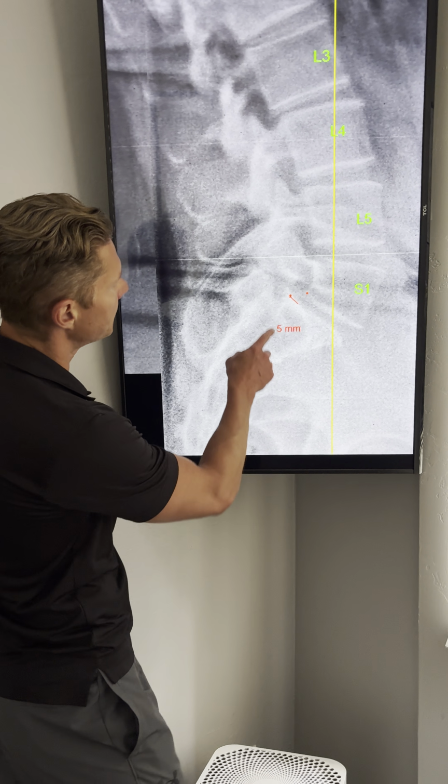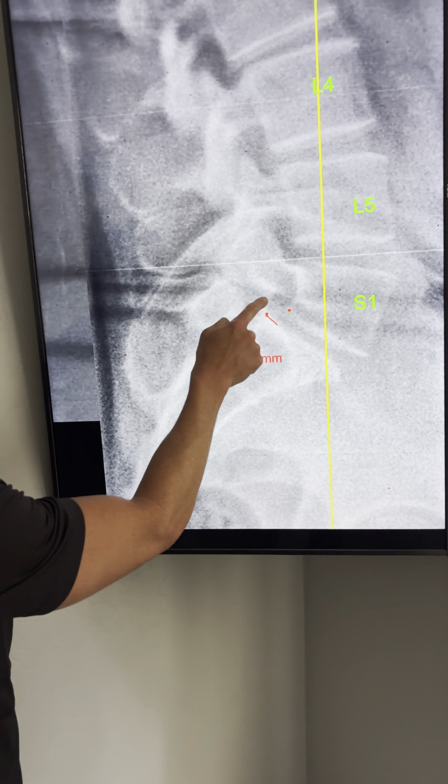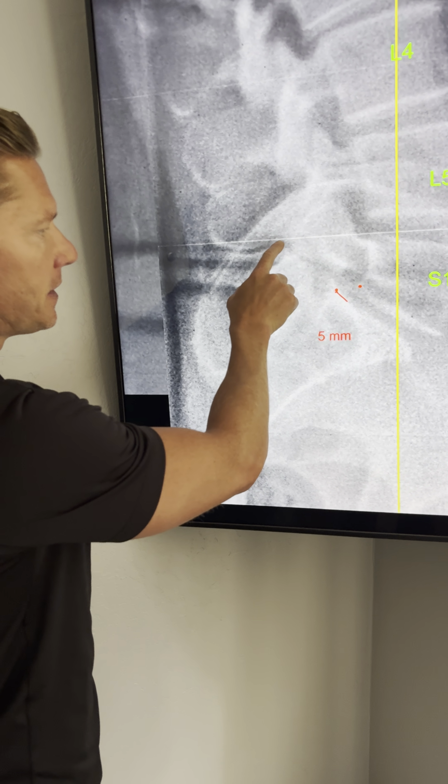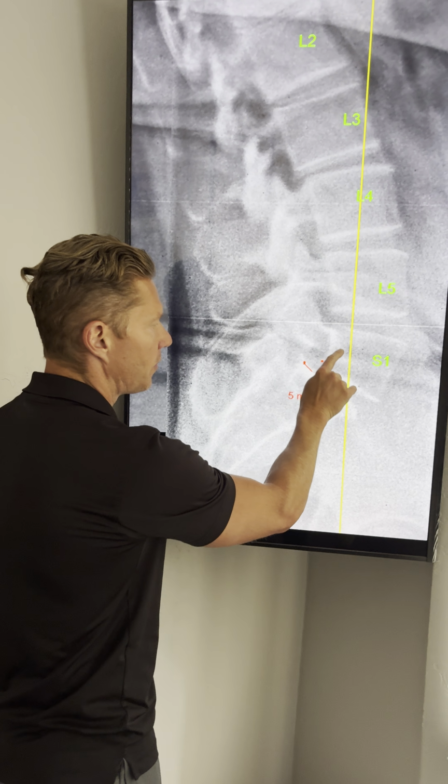The reason it happens is because of right here. There's a break right there, and that right there is what's causing the spondylolisthesis. What's happening is this is breaking off. This vertebrae is shifted forward.